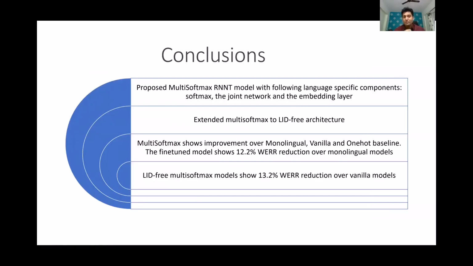So in summary, we propose a multi-softmax architecture which serves as a better multilingual seed model, with 12.2% word error rate improvement over the monolingual baselines. Then the proposed LID-free multi-softmax architecture also shows 13.2% word error rate reduction over the monolingual baselines.